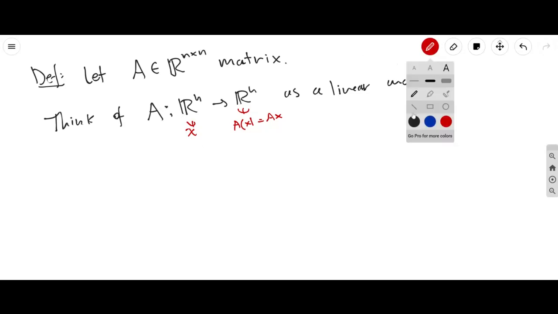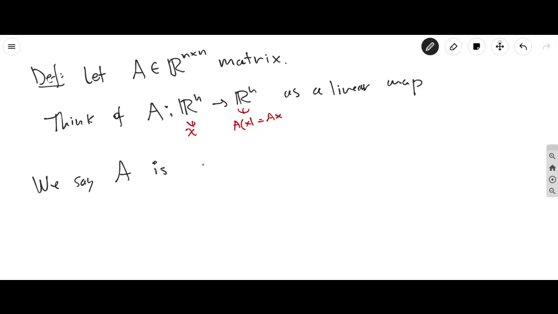So we say that A is orientation preserving if and only if. So you abuse notation. Sometimes you say the matrix is orientation preserving. Sometimes you say the linear map is orientation preserving, whichever one you want to refer to. So we say that the linear map is orientation preserving if and only if the determinant of that matrix is positive.